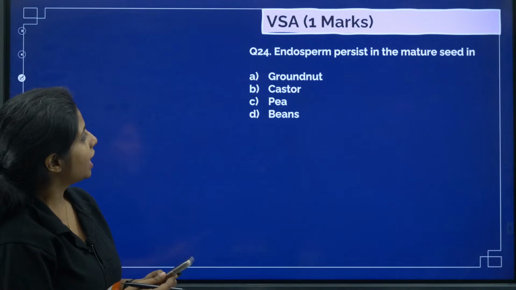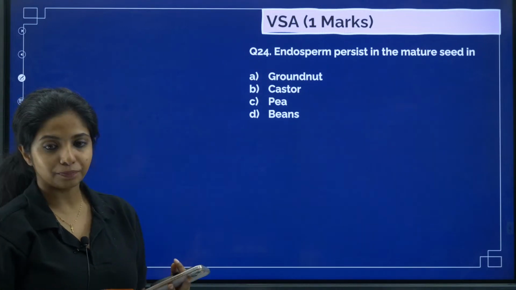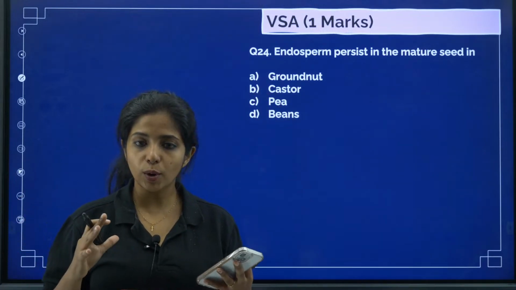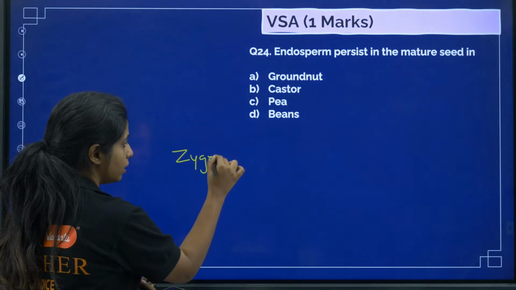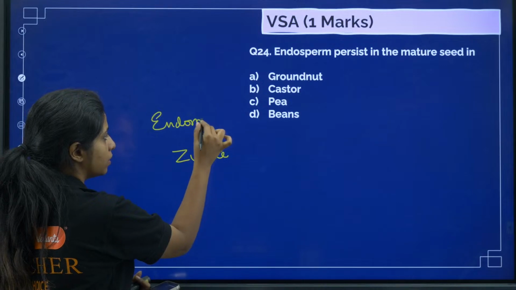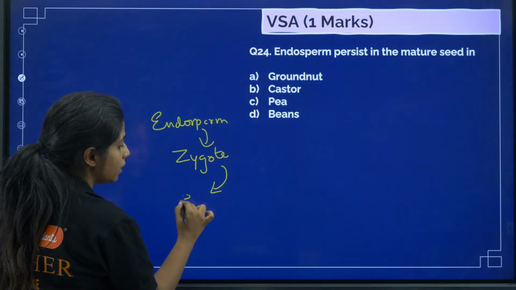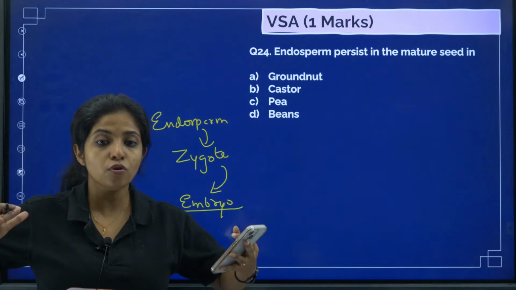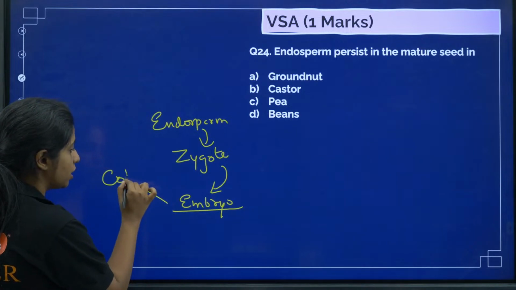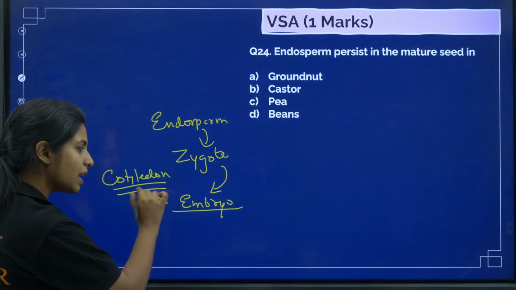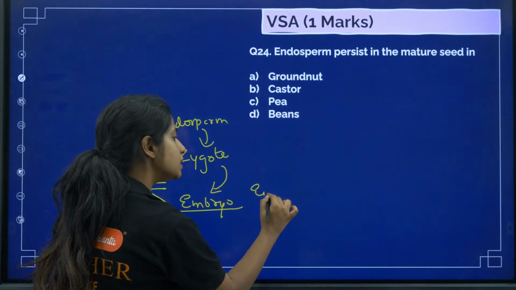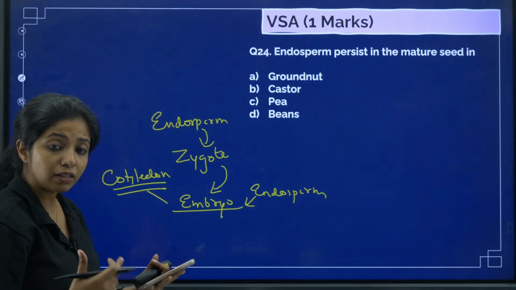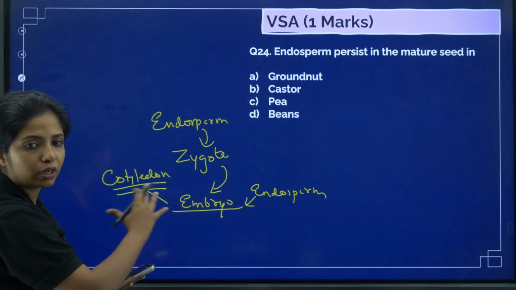Next, 24th question. Endosperm persists in the mature seed in. Usually the zygote gets its nourishment from the endosperm to form the embryo. But when the embryo grows up, it no longer wants the endosperm and makes its own reserve of food, which is known as the cotyledon. In some seeds the endosperm still persists for nourishment, while in others it is fully utilized and you just have cotyledons left.